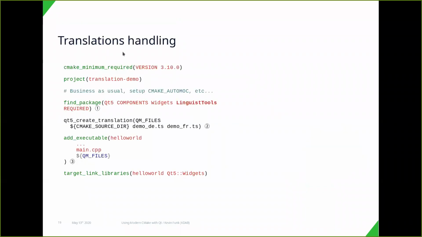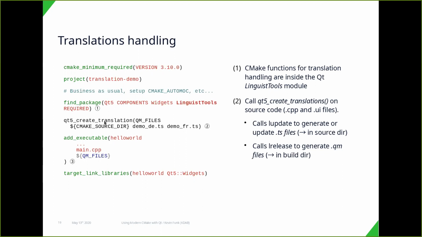Another source of problems is usually translation handling. I'm just going through this pretty quickly. In order to enable translations, first of all, there's business as usual. We do the CMake minimum required, we do project, we set up AutoMock, etc. But in order to get access to the functions for creating translations, we also need to find package LinguistTools. That's a package which defines additional CMake functions. And in order to let CMake run things like lupdate and lrelease, we can use this function called qt5_create_translation.